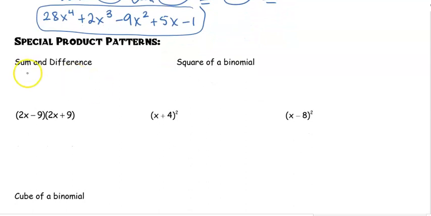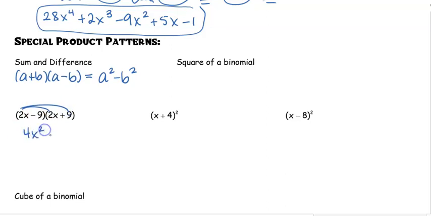So the sum and difference, if I have a plus b and a minus b, think about the difference of squares when we factored. It's really just a squared minus b squared. The plus or minus is going to have those middle terms cancel out. So again, the long way, distribute: 4x squared plus 18x, negative 18x, minus 81. See how the middle terms canceled?